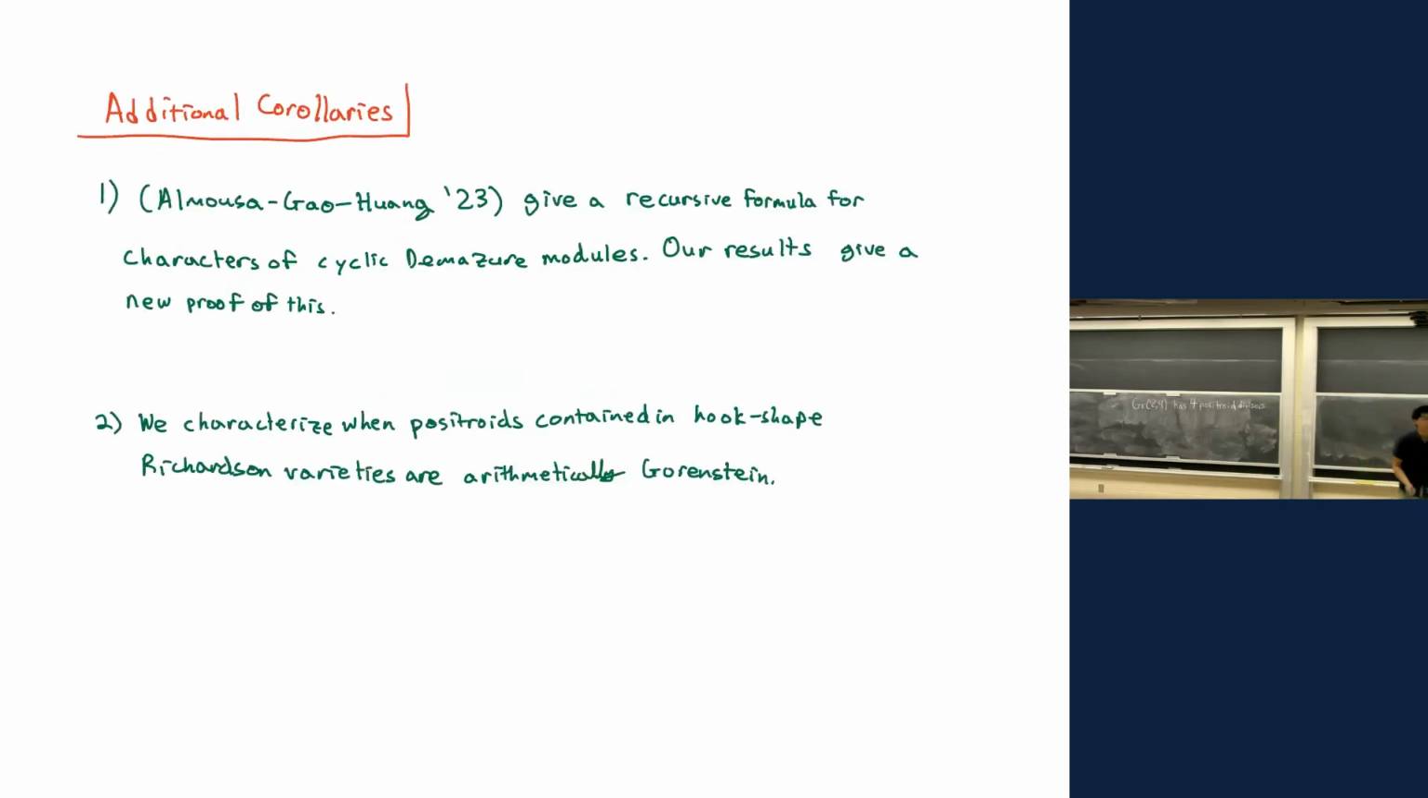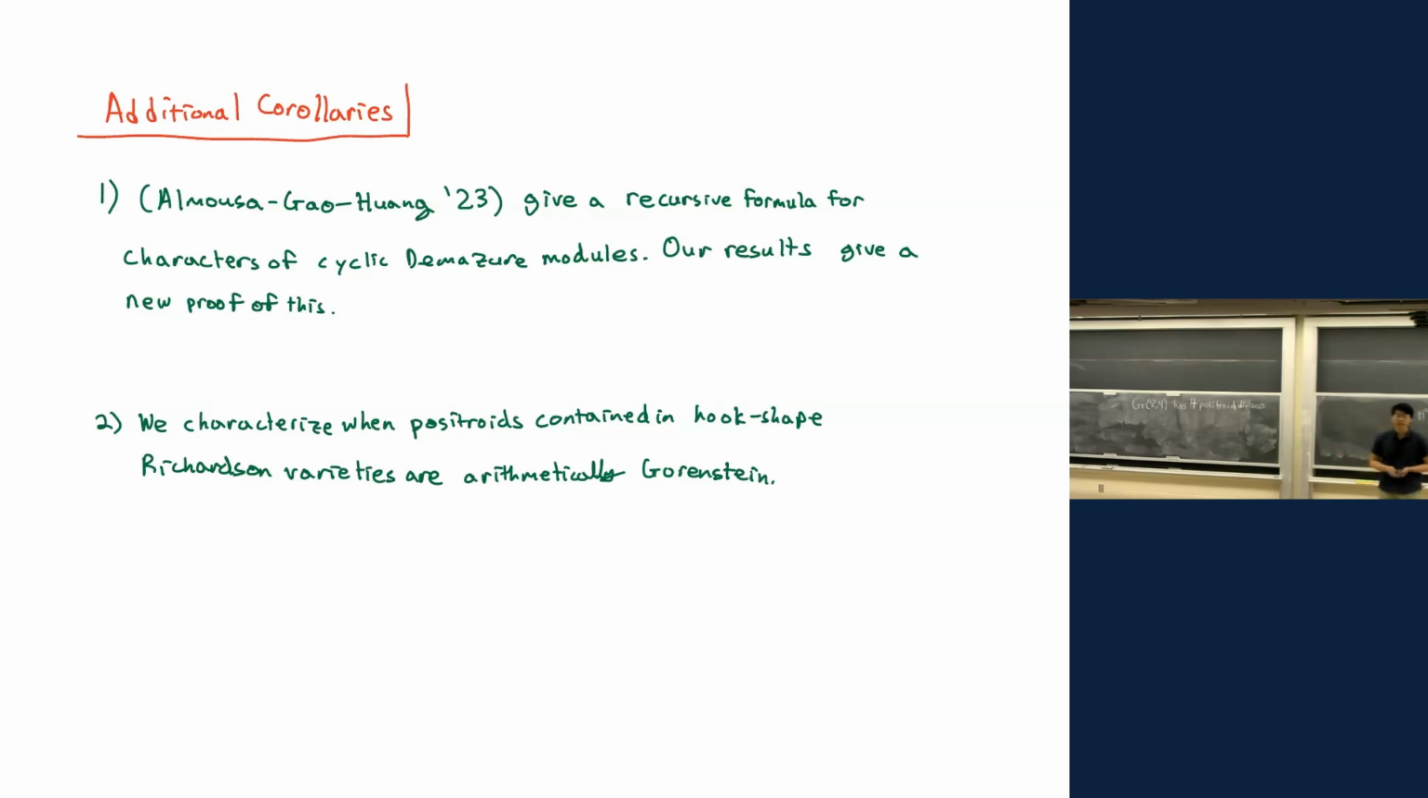And then finally, I wanted to mention two more corollaries. Almousa, Gao, and Huang give this recursive formula for characters of these cyclic Demazure modules. What a cyclic Demazure module is, basically, is the global sections: if you have your positroid variety, you just take global sections of some twist of a line bundle. And so it generalizes these Demazure modules and then these SL_n representations. And so our results give a kind of polyhedral lattice point counting proof of this character formula.